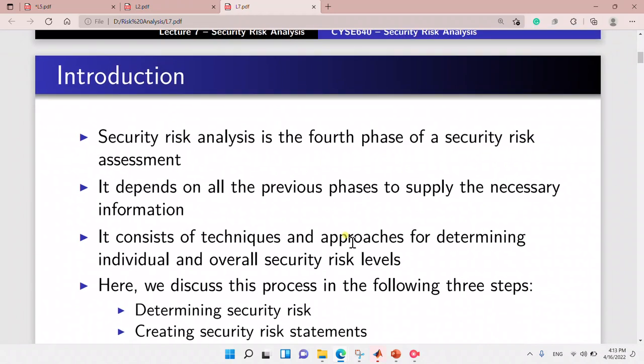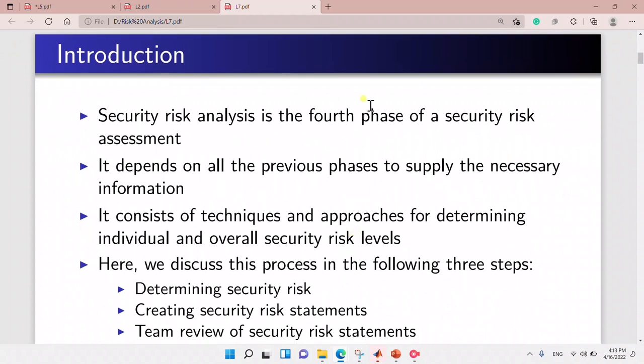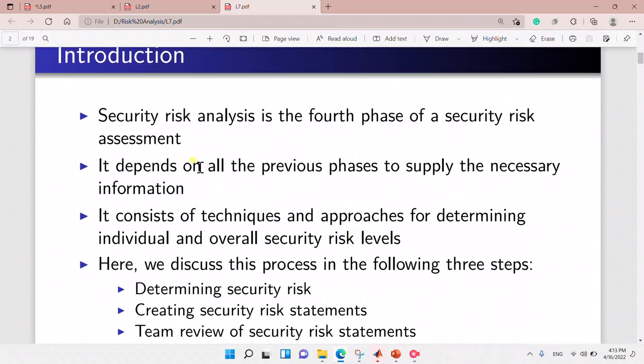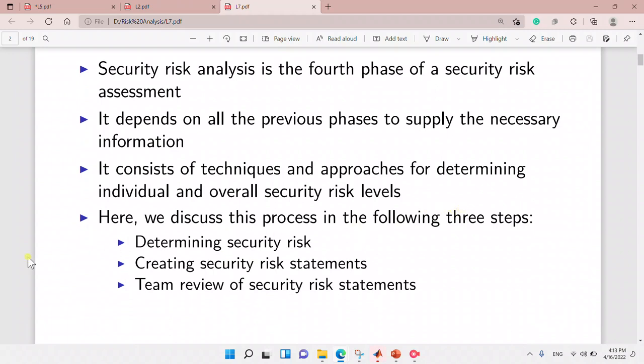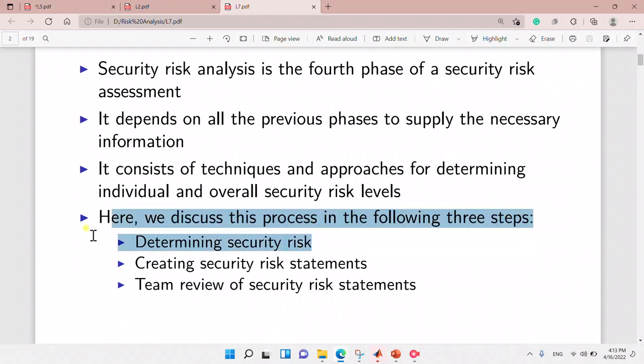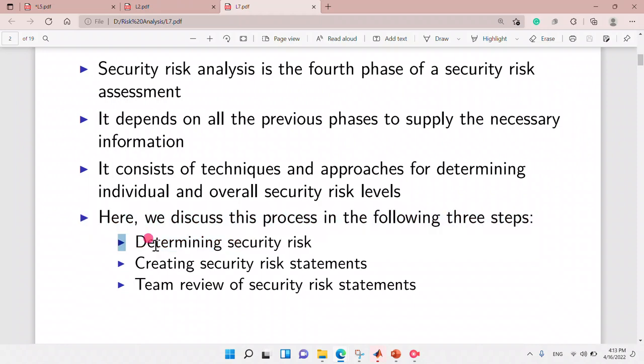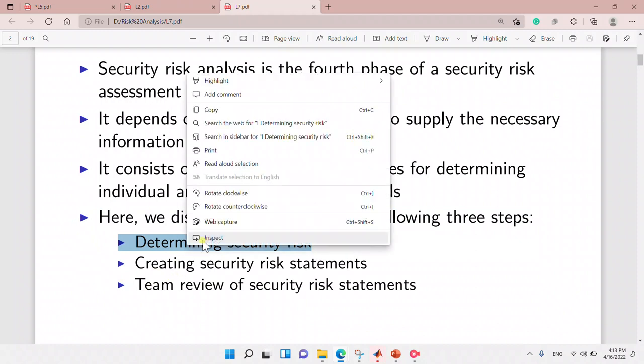اول شيء، it's the fourth phase of security risk assessment, depends on all previous phases, consists of techniques and approaches for determining individual and overall security risk levels. We discuss the following three steps. أول step, determine the security risk.